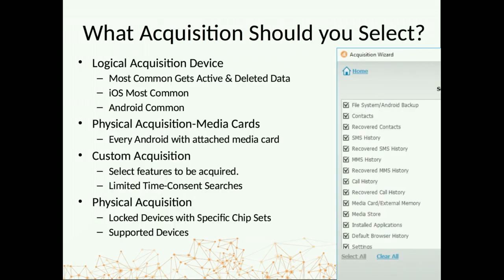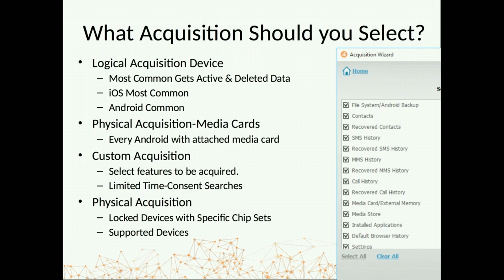When you do the options for selecting, as you see in the far panel, we have the different options you can select with that custom acquisition I was just mentioning. And then with the logical acquisition, this is our most common acquisition that people are doing with smartphone devices. That gets you both active and deleted data. In iOS, this is the most common option that everyone does. So you're processing typically backup records that's still a logical image, but you can get deleted data. And then with Android, this is also the most common option, which also will give you different amounts of deleted data depending on which firmware the device has.